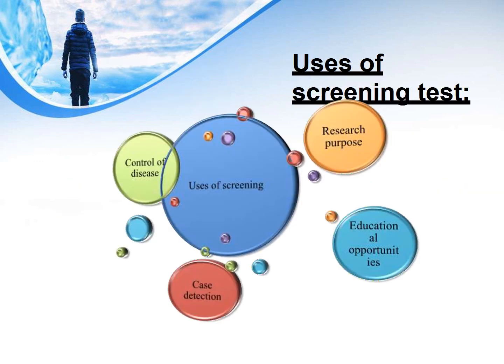Now, about the uses of a screening test. Screening tests are used for early case detection. People are screened for their own benefit. For example, diseases can be detected early and treated early so that complications are prevented. This is called prescriptive screening. For example, screening of a newborn, of a pregnant woman, for bacteriuria, detection of carcinoma cervix, diabetes, hypertension, and many others.